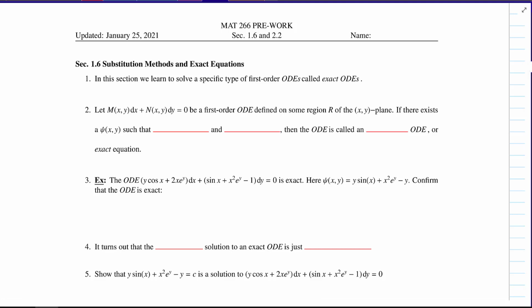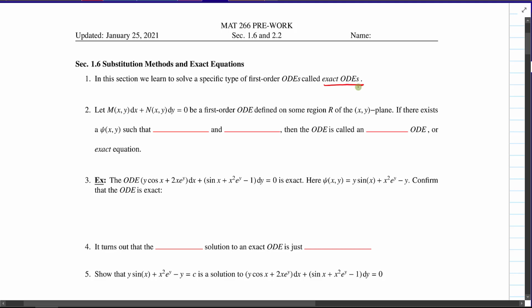So folks, in this example, we want to look at a type of equations called exact equations. We'll give the criteria for what it means to be exact. We'll confirm that equations are exact, and then we'll look at a shortened criteria to see whether or not equations are exact. And then in later videos, we'll learn how to solve them. So without further ado, we're looking at exact ODEs.